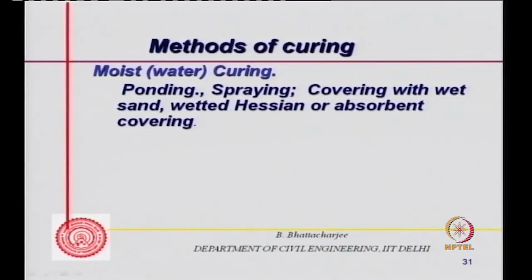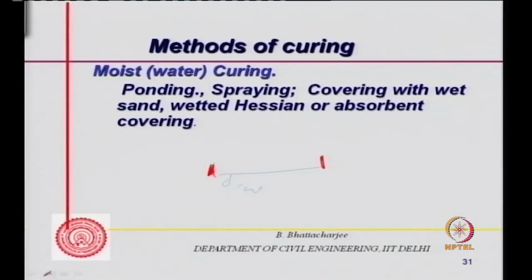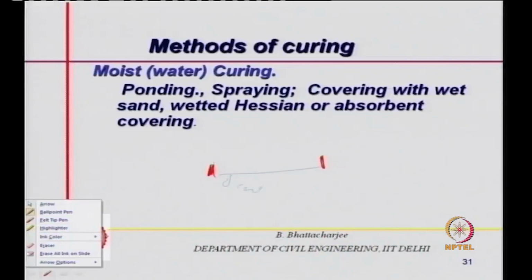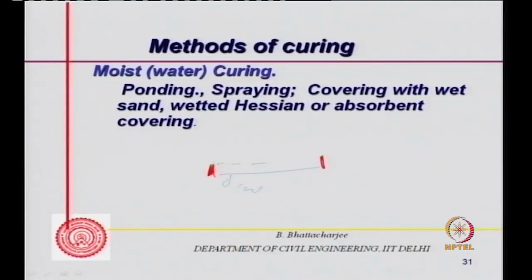Ponding, spraying, that's how you do it. If it is a slab like this, where concrete is here, you make some sort of a barrier here on both these sides, and simply do ponding. So you have ponding, water here. These slabs you can actually do ponding. Ponding can be done on slab.